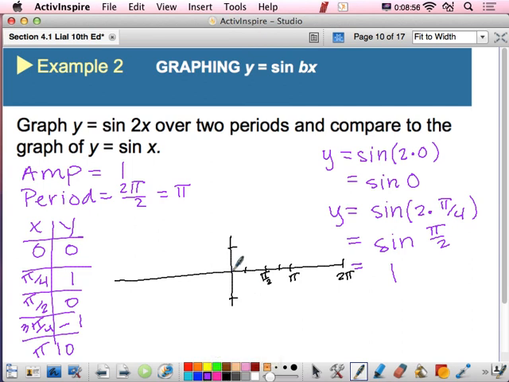So it still goes through 0, 0. No, yes it does. I had a weird moment. Pi over 4, comma 1, pi over 2, comma 0.